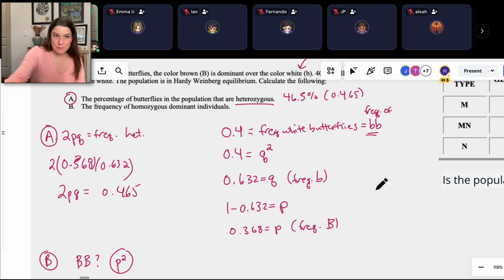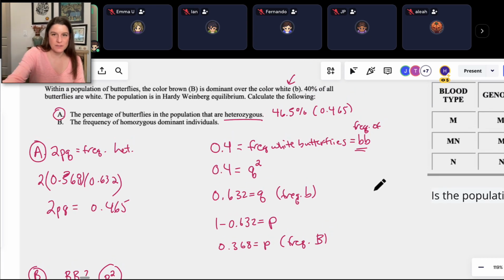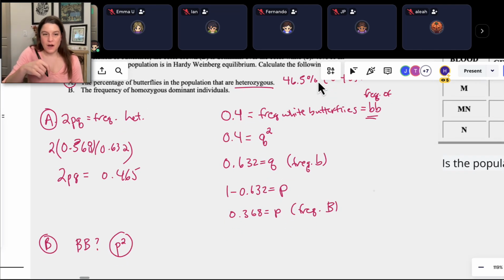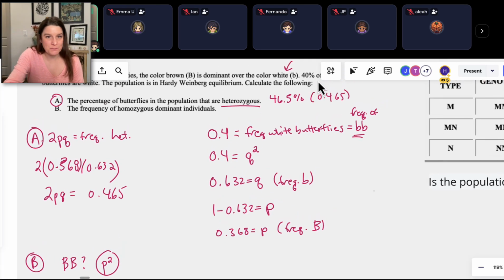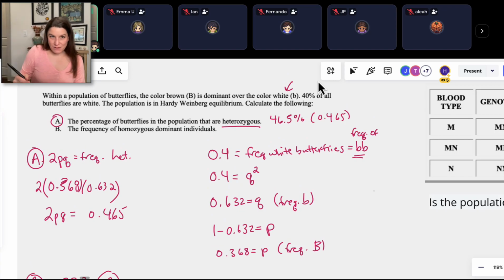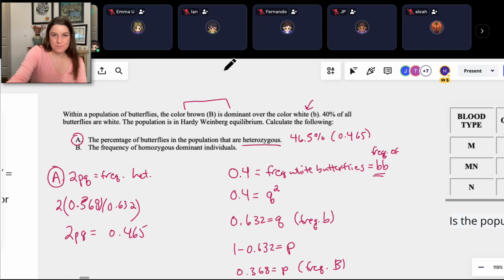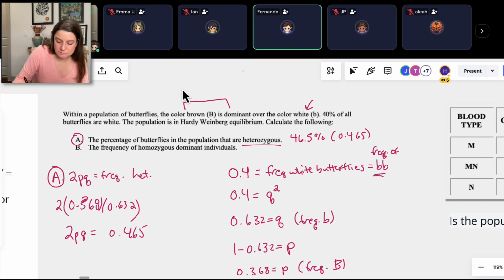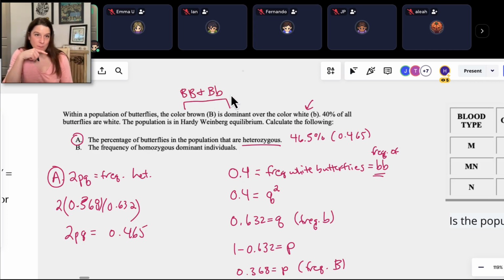The mistake people might make is that they see 40% being white, and then they think, oh, that means 60% are homozygous dominant because they're brown. But how could you be a brown butterfly genetically? Big B, big B, or big B, little b. Yeah. So you have 2 ways to be a brown butterfly.